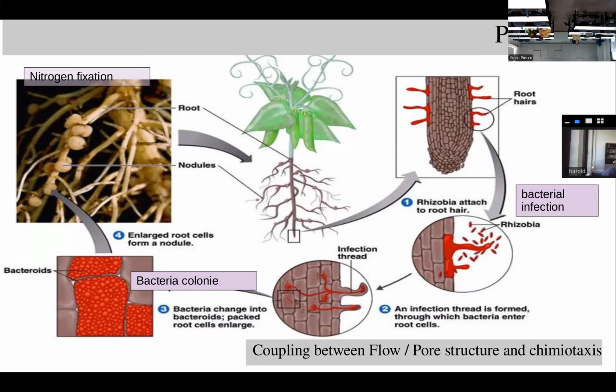One situation is, for example, the colonization of roots of plants by bacteria. In that case, they use chemical signals to attract one type of bacteria. But so the issue is to understand the combination of flow, pores, and chemotaxis on those effects.